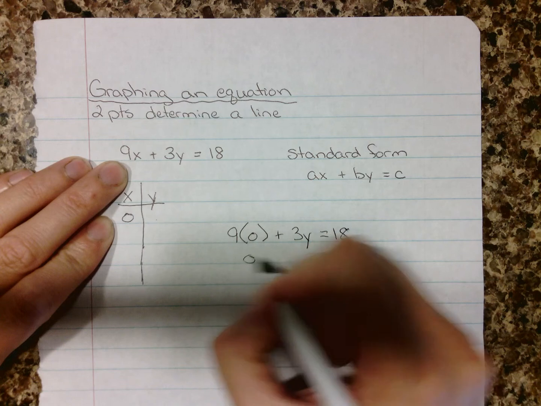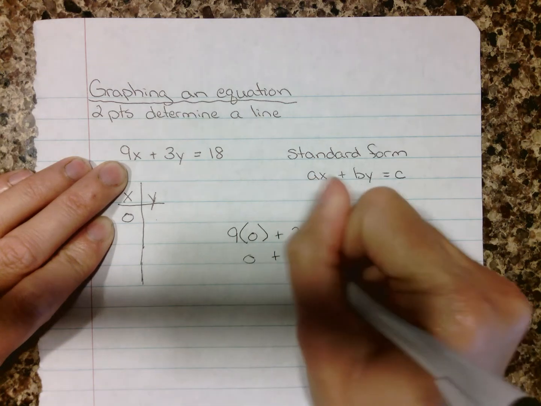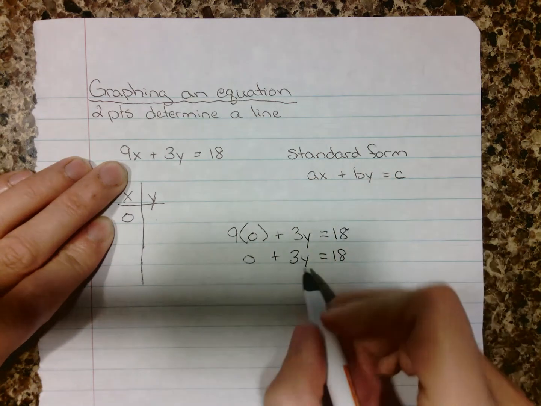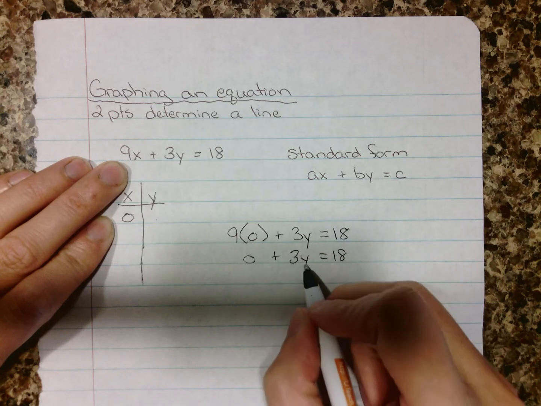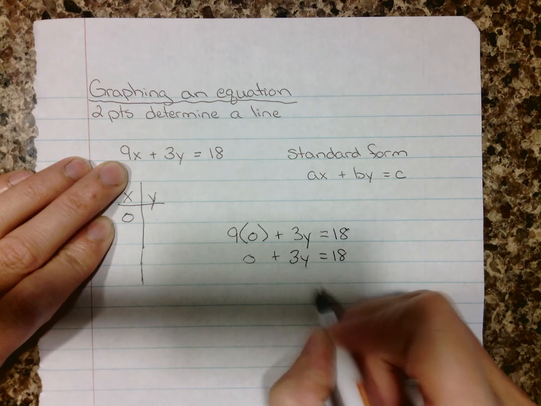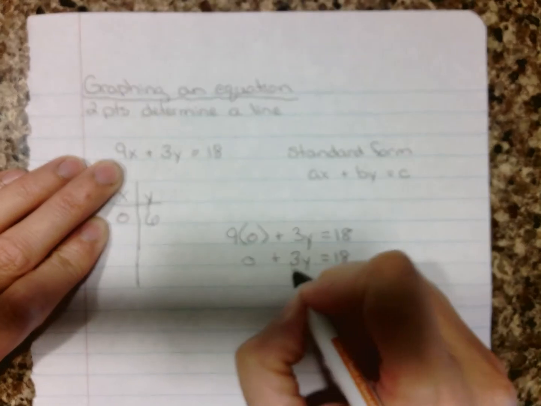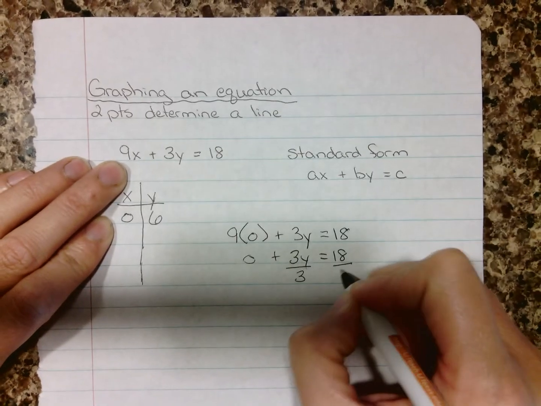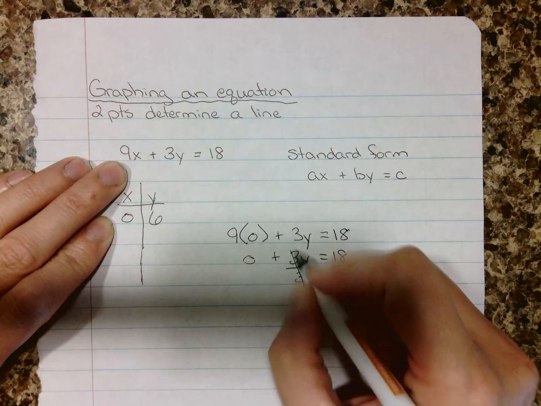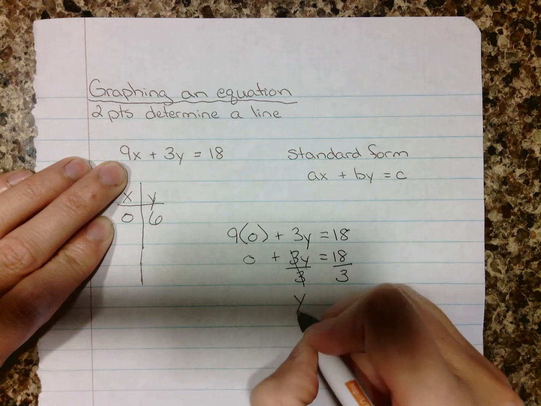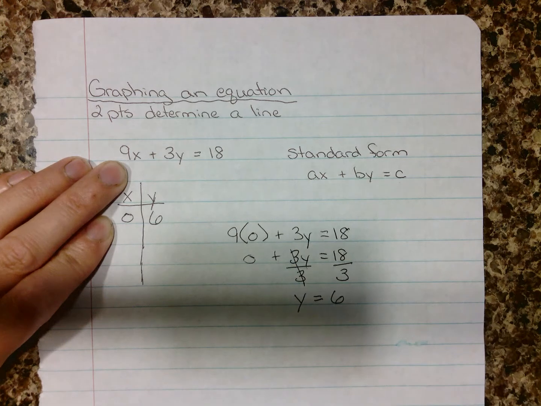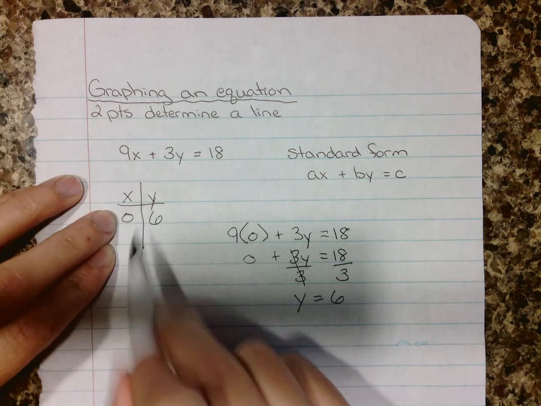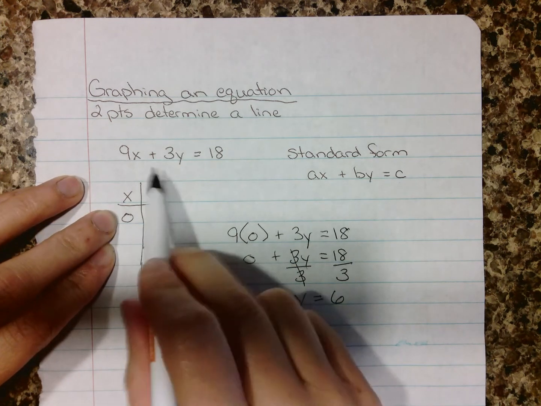Well, 9 times 0 is 0, plus 3Y equals 18. So I'm basically asking, what am I putting into Y to make 3 times it equal 18? Well, that would be 6, because I could divide both sides by 3, giving me my identity, leaving me with Y by itself. 18 divided by 3 is 6. So I have 1 point to be able to graph.